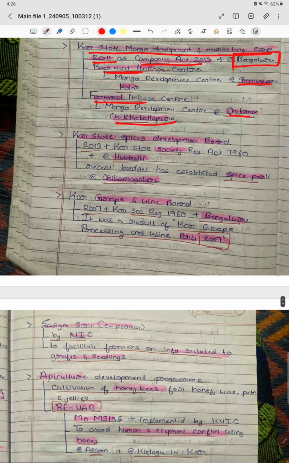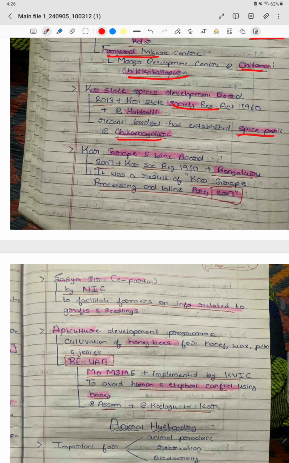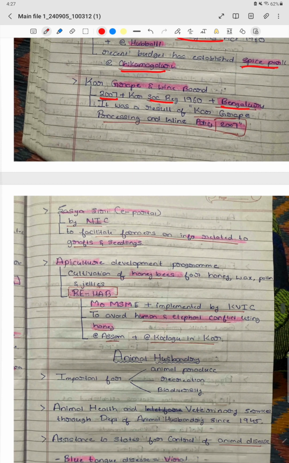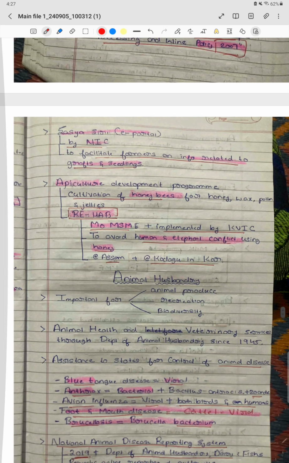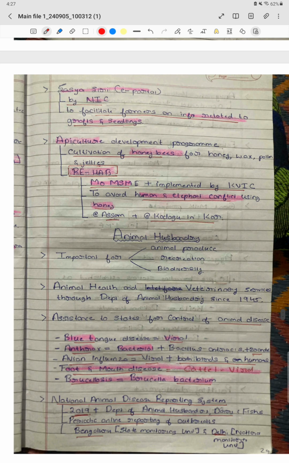Then Karnataka State Spice Development Board. Remember it, the Spice Board of Karnataka is in Hubli, and it is also under society registration. Why? No profit. And recently in the budget they have established a spice park in Chikmagaluru. Karnataka Grape and Wine Board. So this was established in the year 2007 under the Societies Act in Bangalore, mainly for the wine processing policy of 2007. Then we have the Sasya Siri scheme.